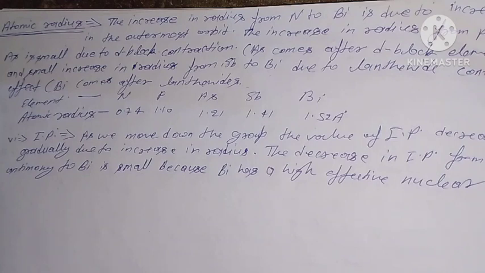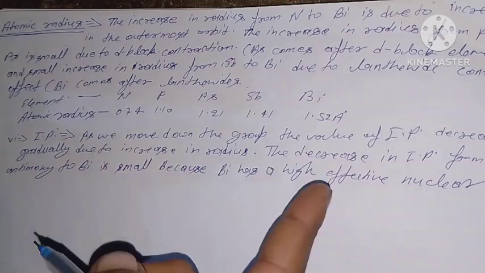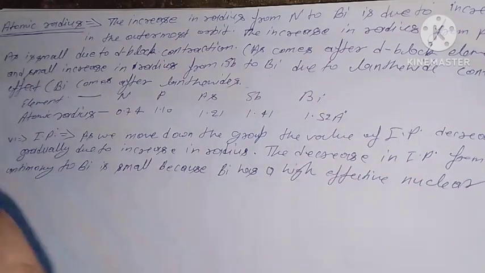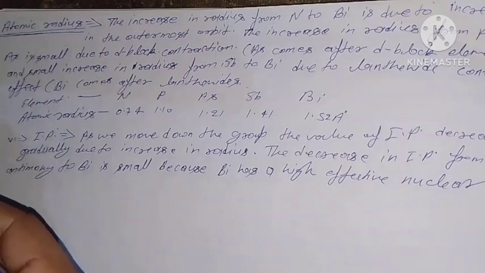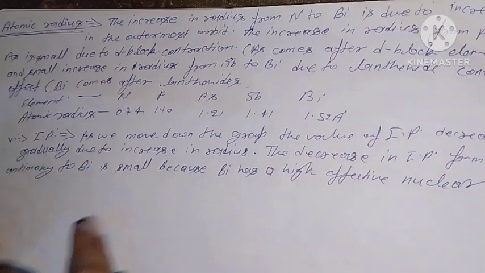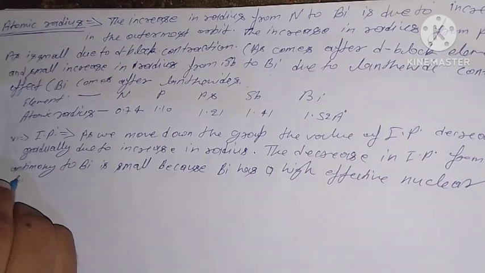Ionization potential. As we move down the group, the value of ionization potential decreases gradually due to increase in radius. The decrease in ionization potential from antimony to bismuth is small because bismuth has a high effective nuclear charge.